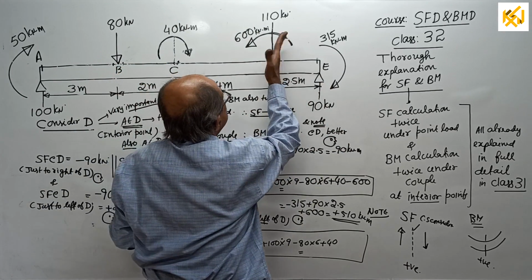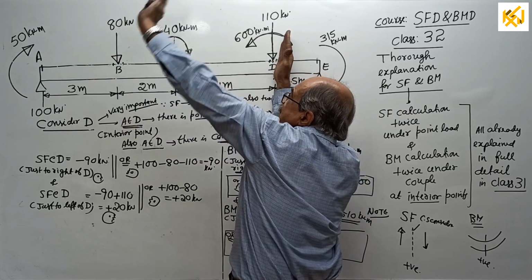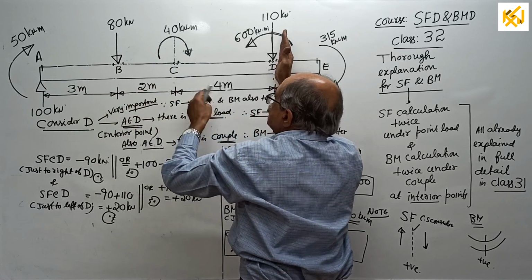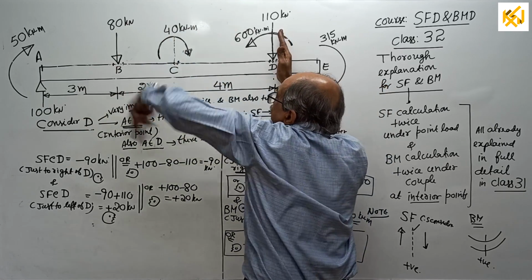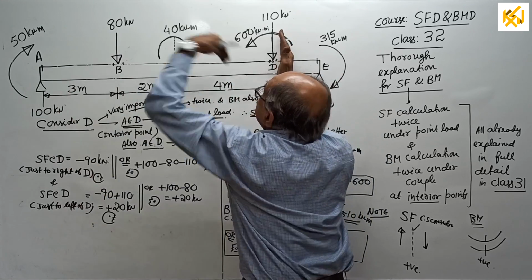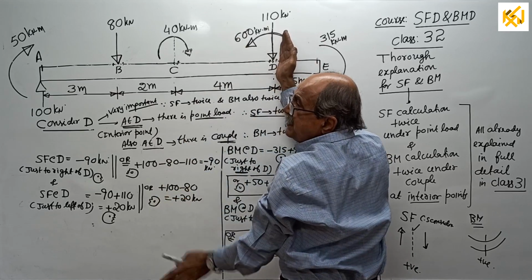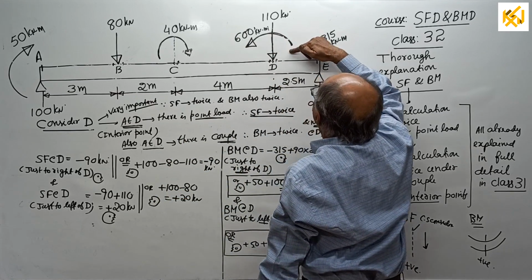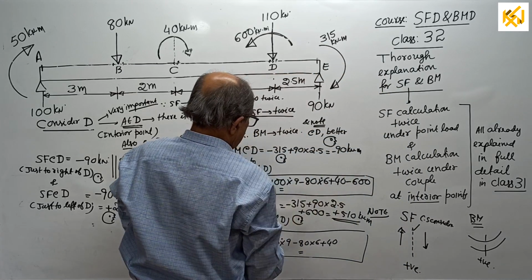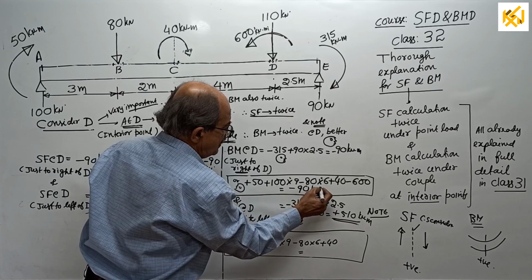Or just to right of D, look this side: plus 50 plus 100 into 9 minus 80 into 6, then plus 40. Now you can see the couple, see, minus 600. Why minus? I told, looking from here, it is minus 600. Without bothering, minus 90 kilonewton meter.